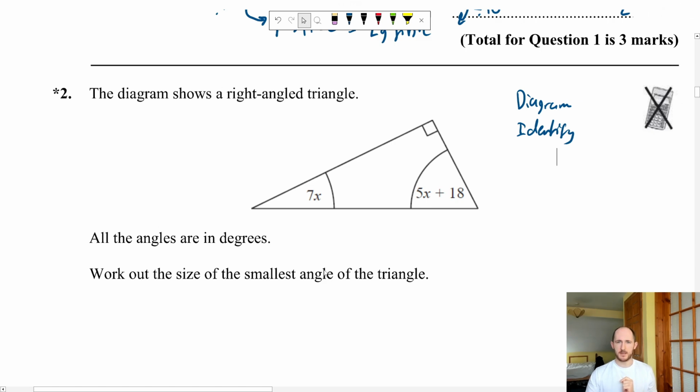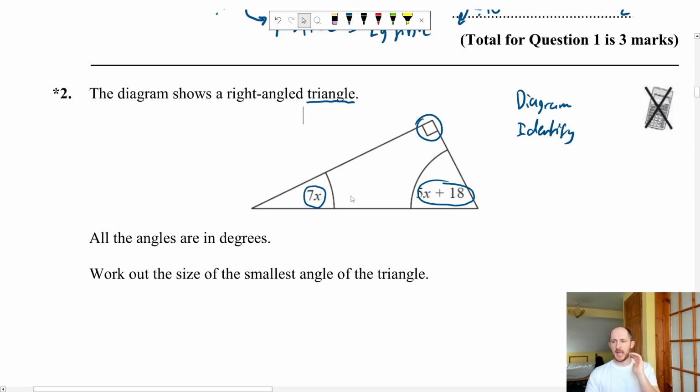What have they given me? They've given me a bunch of algebra, and technically this shape here. They've also told me it's a triangle. Okay? So in order for me to know what the smallest angle of the triangle is, here's where I need to take a logical step. I need to know what each of these angles is worth. So what does 7x actually mean? What is that number going to be? Is it going to be 70? Is it going to be 140? What's it going to be?